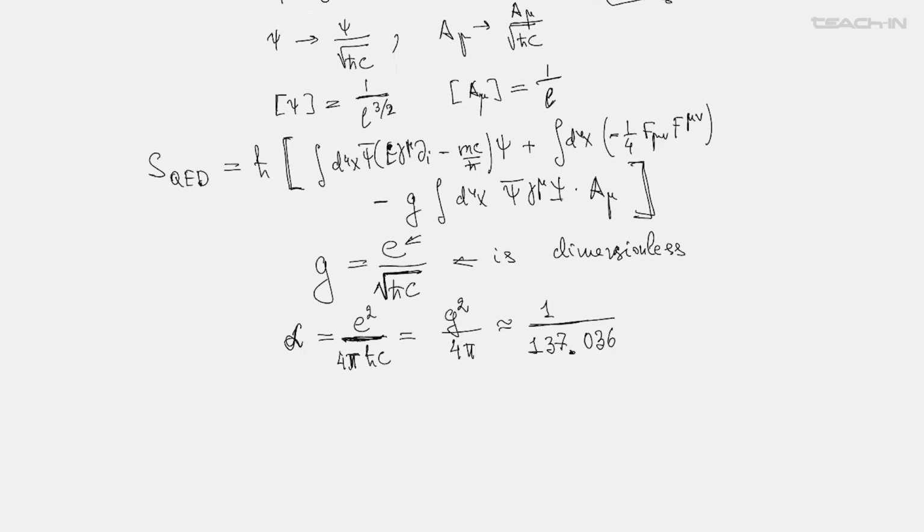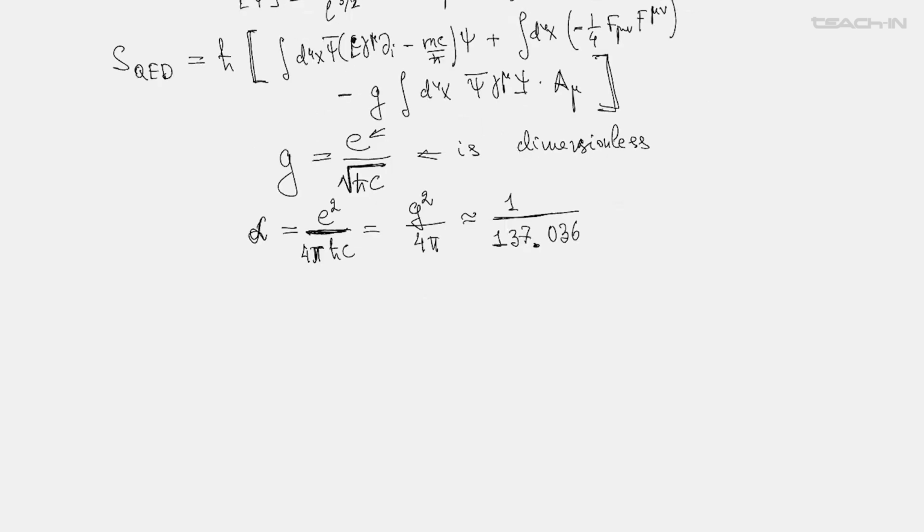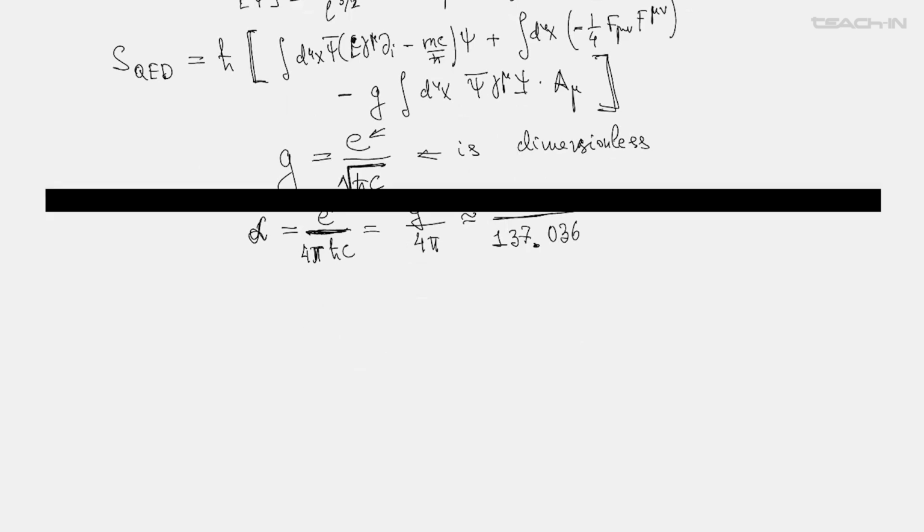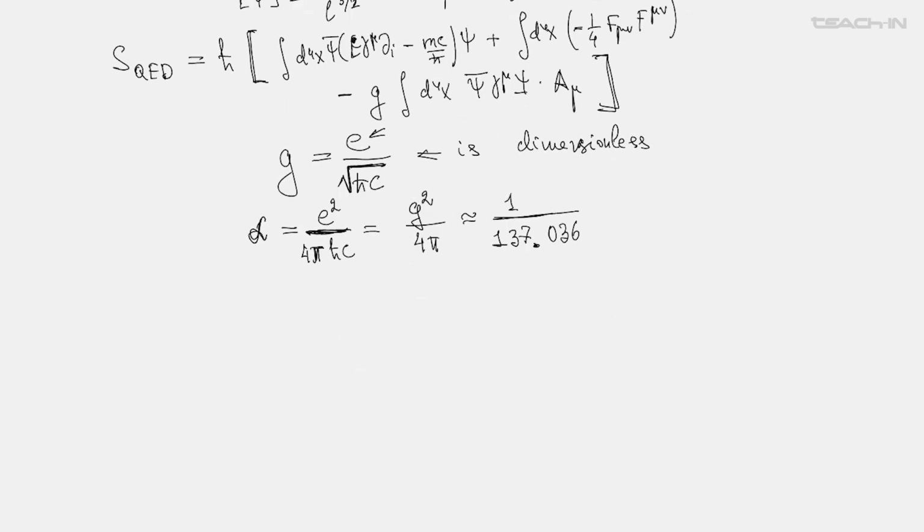If you want to compute it, this number comes out in the computation in SI units. So if you substitute the electric charge measured in coulombs, and if you restore the constant epsilon 0 in SI units, then the result of this computation, if you put the numbers right, is 1 over 137.036, the fine structure constant.